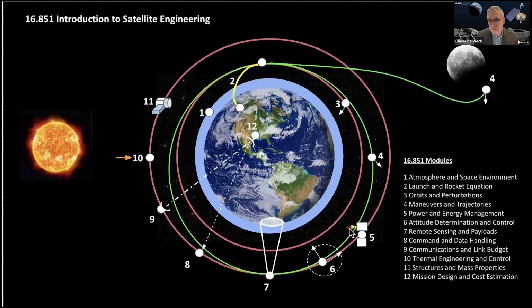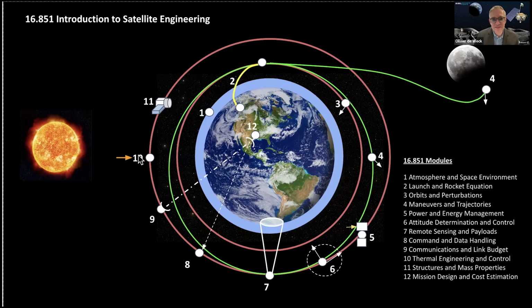Maneuvers and trajectories, power and energy management. If you don't have solar panels or maybe even a nuclear reactor on your satellite, you can't function. You don't have power. Mostly it's solar power, so don't worry too much. Then we have attitude determination and control, remote sensing and payload. So for example, taking images of the Earth, taking measurements. 8 is command and data handling. 9 is communicating with the ground, so sending telemetry, health information, scientific data, and then uplinking of commands to a spacecraft. 10 is thermal engineering and control.